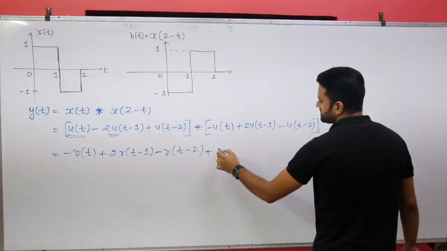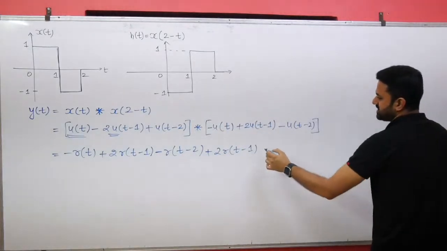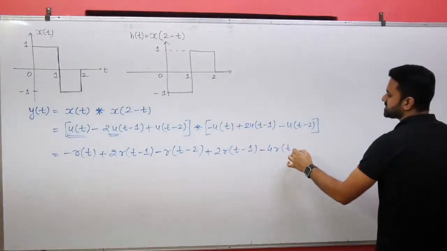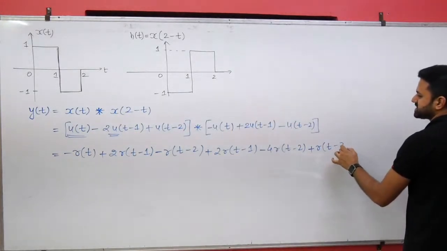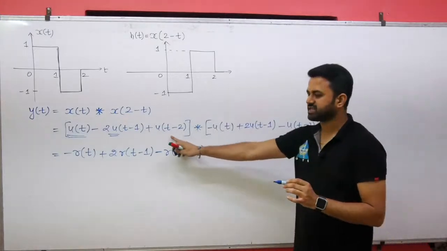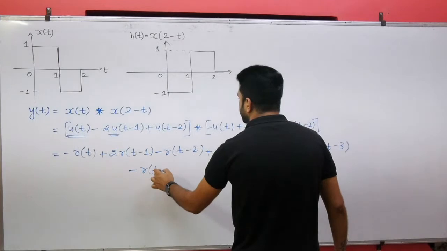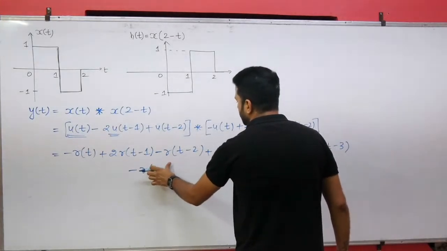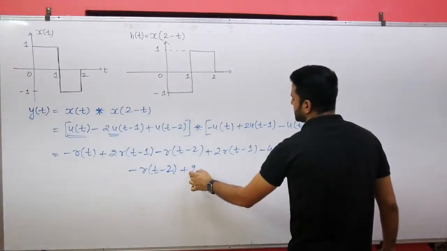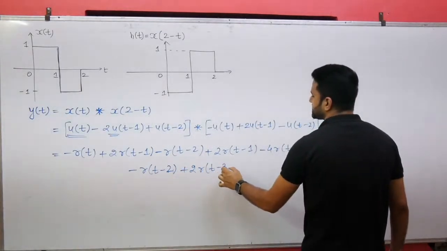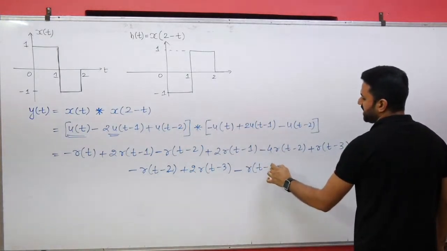Now when we convolve these two, that means the second term is convolved with all the three terms, you will get minus minus become plus r(t-1), and this plus minus 4r(t-2), and then minus minus become plus r(t-3). Now the last term will get convolved with all the three terms, we will get minus r(t-2), minus r(t-2), and when it convolves with this, it is plus 2r(t-3), and this is plus and this is minus, we get minus r(t-4).